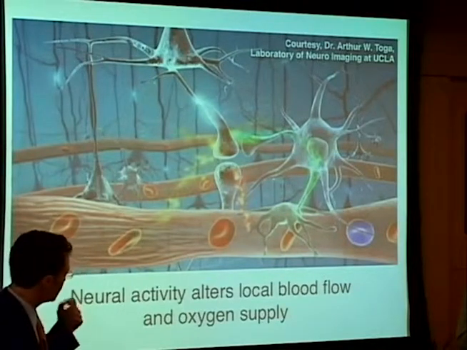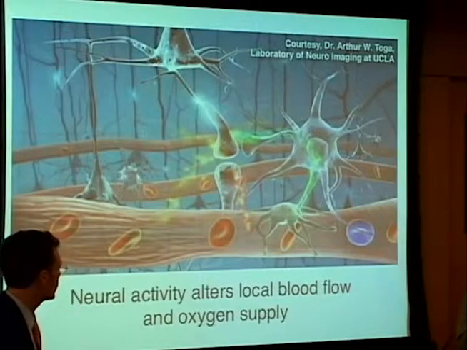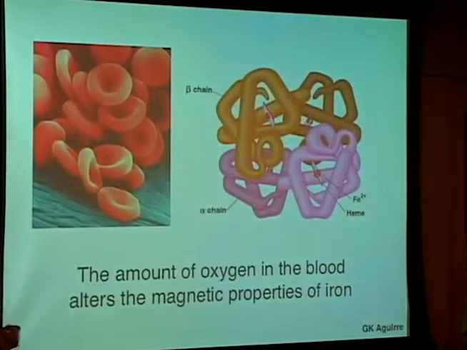So the next fortuitous property of nature that makes all this work is that the amount of oxygen in the blood alters the magnetic properties of iron. Okay, so now you know blood contains red blood cells, right? Red blood cells contain a protein called hemoglobin. Hemoglobin is the protein that grabs onto oxygen as the blood passes through the lungs. Hemoglobin contains an iron atom, okay, and that's actually what the oxygen binds onto. And why blood is red, quite frankly.